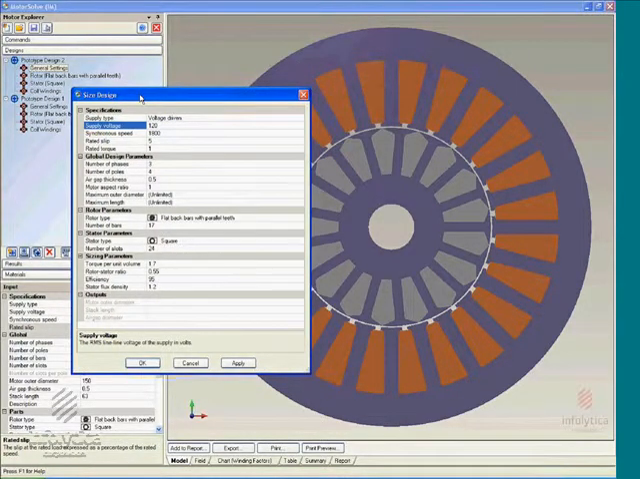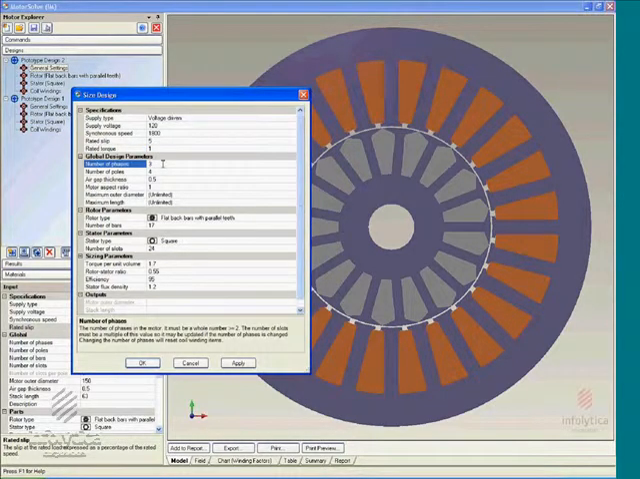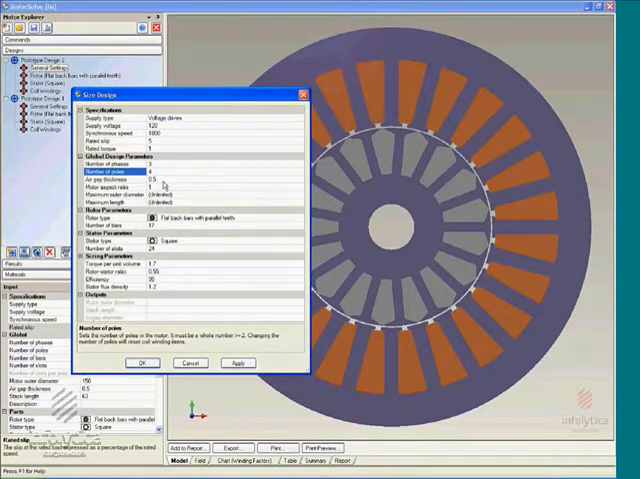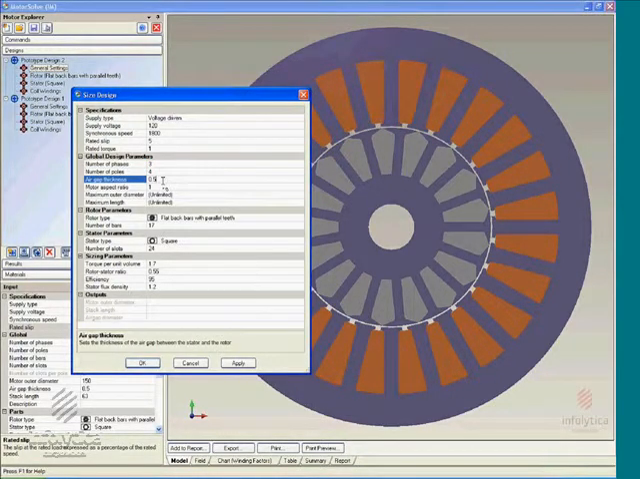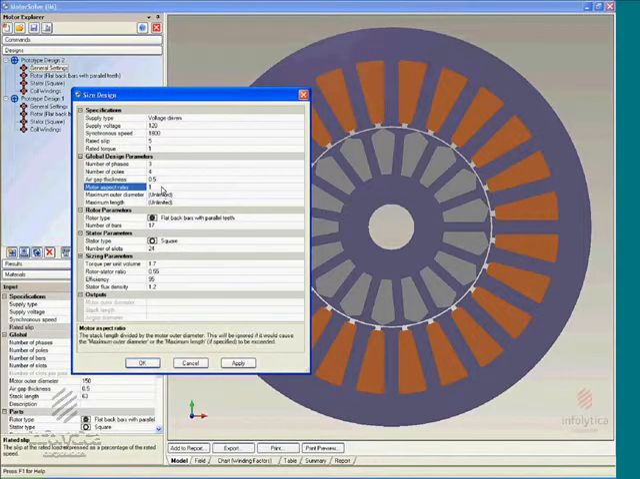In this case, the sizing can be done by simply specifying whether or not your desired machine is voltage or current driven, specifying the voltage, a synchronous speed, as well as the rated slip and rated torque that you're interested in targeting. You can also specify the number of phases, the number of poles, the air gap thickness, and the motor aspect ratio.